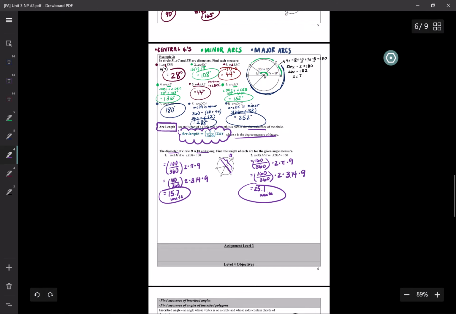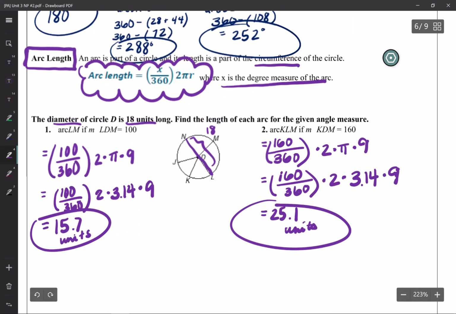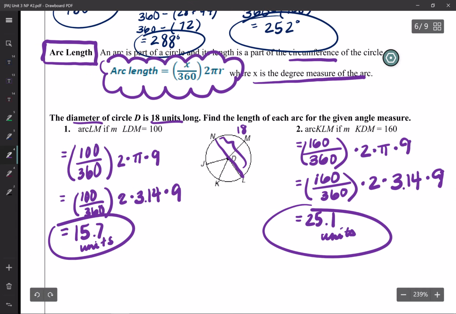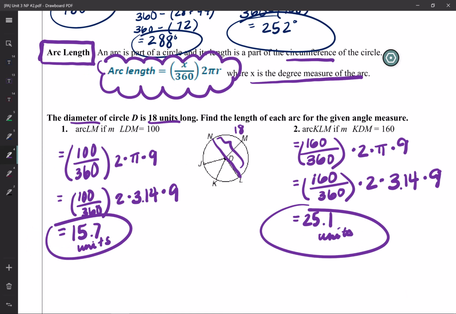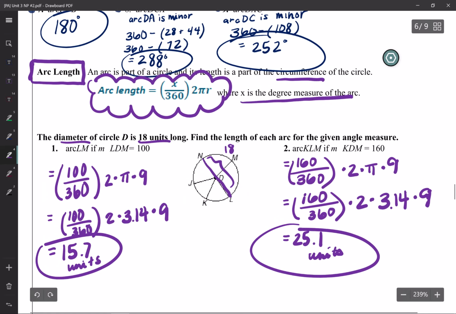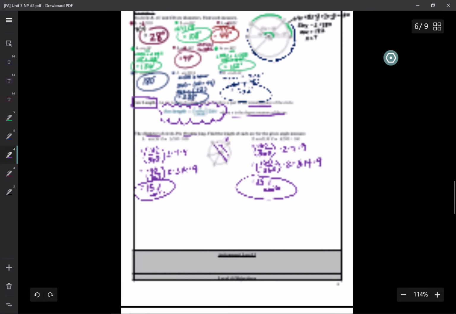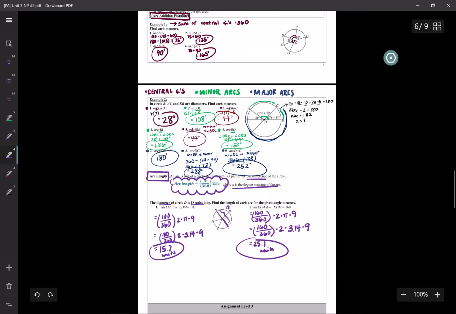There we go. Okay, so it looks a lot more complicated than it truly is, merely because you're most likely going to be getting decimals for most of your answers for arc lengths. But there are the major concepts in Unit 3.